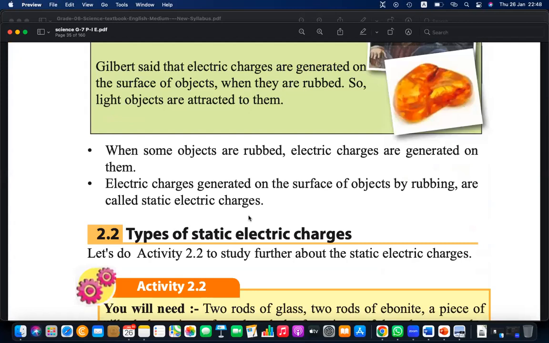Basically, what happens when you rub something against another, this happens in some clothes also. When some clothes are rubbed against your skin or hair, they tend to attract.